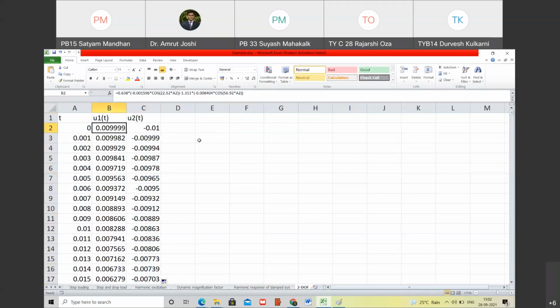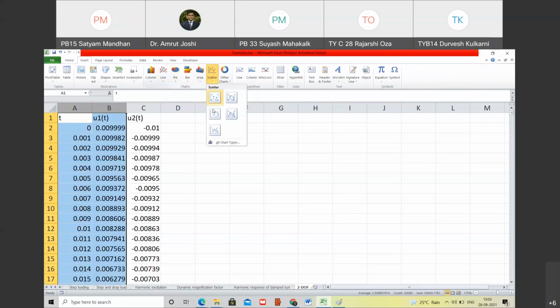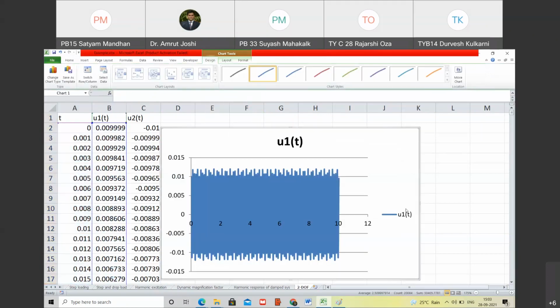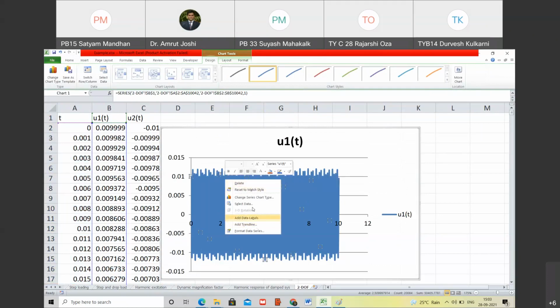Very good. So look, at time instant t equal to 0, u1 of t is 0.01. So that is 10 mm towards right. And u2 of t is minus 0.01. That is 10 mm towards left from mean position. Are you with me? Right, sir. So let us plot this now. So this versus this. So 10 seconds is a bit too much. We will plot it for less so that we get good resolution. So let me plot it.